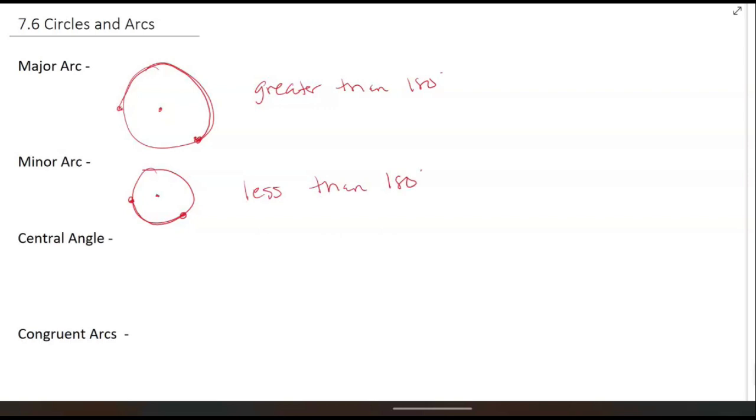All right. A central angle, we talked about that a little bit when finding our area of regular polygons. And a central angle is an angle formed with the center of the circle. So that would be a central angle. That would be a central angle. That would be a central angle. So anything that's formed with the center of the circle would be a central angle.